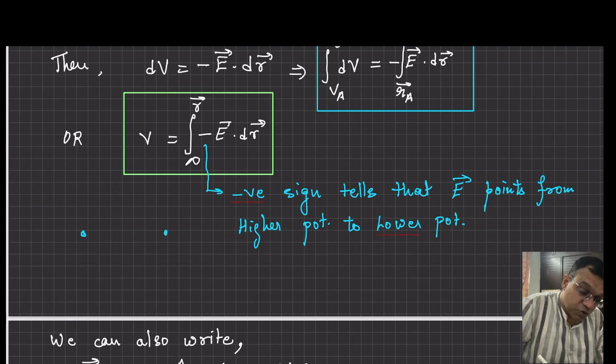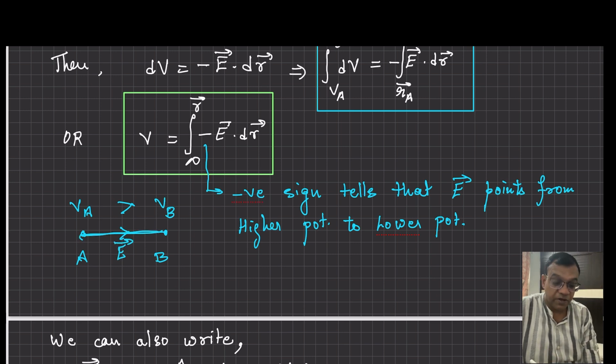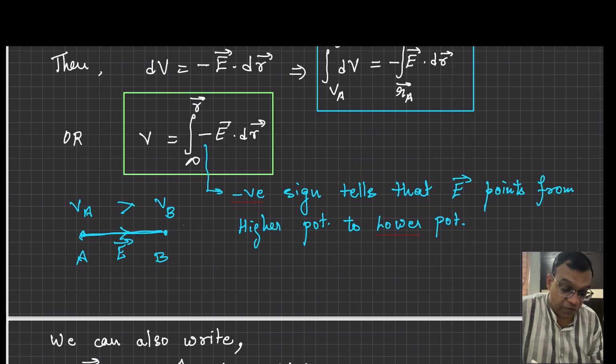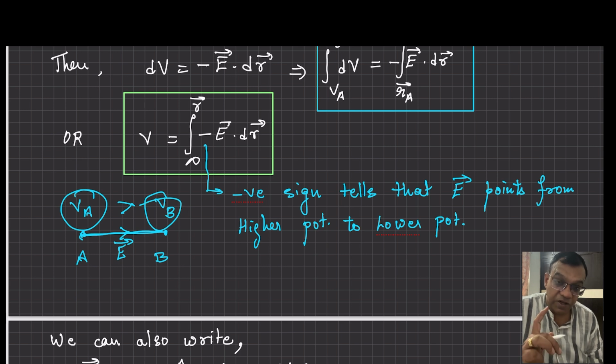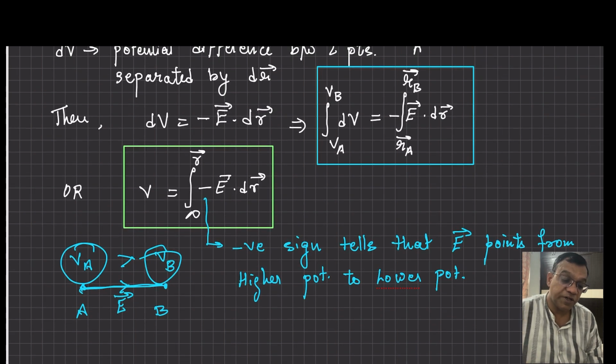Let us say there are 2 points, A and B, and potential at A is more than the potential at B. Then you can say the direction of electric field will be this one. Direction of electric field will be from point A to point B, provided VA is greater than VB. Electric field points from higher potential to lower potential.